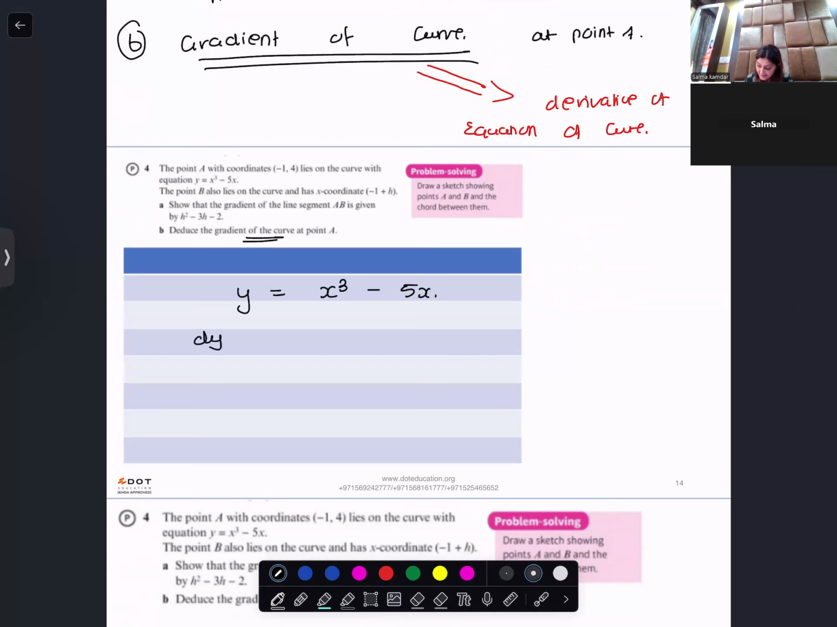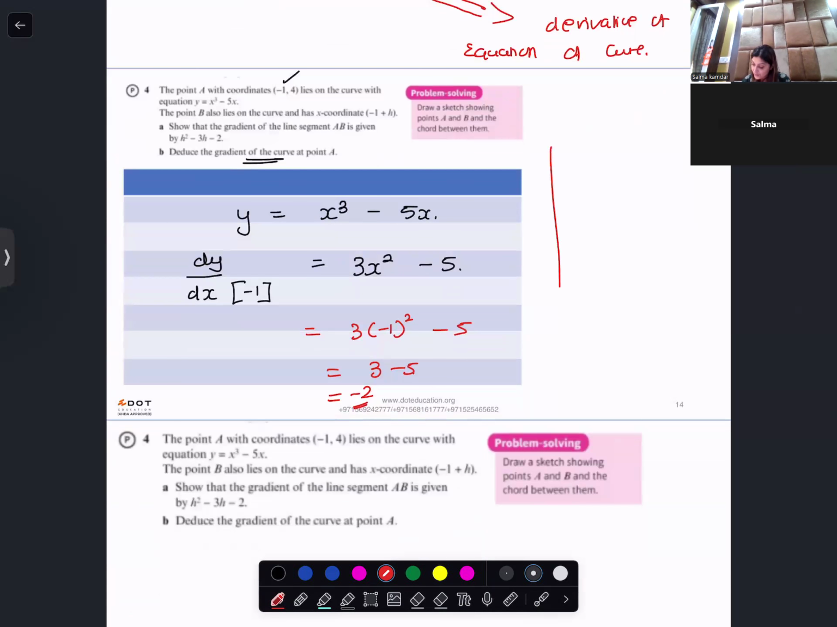So my dy by dx at point A, where the x coordinate is minus 1, would be equal to, you can put this on the calculator or solve directly, 3x square minus 5. And in place of x, I'm going to put minus 1. So this is going to be 3 minus 5, that is minus 2. So the gradient of the curve at point A is nothing but minus 2.